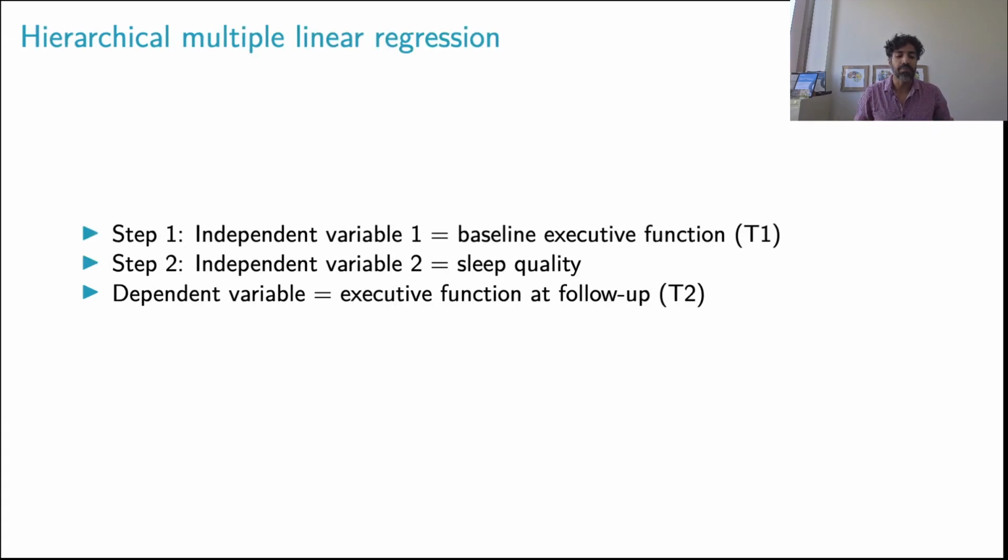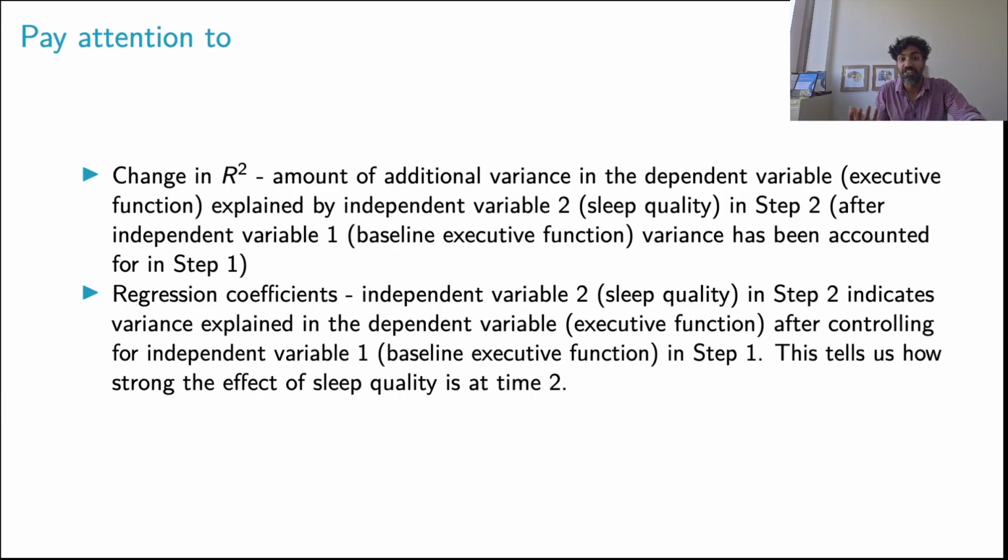So your first model is your follow-up score on executive functioning and your baseline score on executive functioning. Then your second model is your follow-up score on executive functioning, your baseline score, and sleep. And you're saying how much additional variance does sleep account for over and above baseline executive functioning. And then you look at the change in R squared, something we're all familiar with, and we're getting a sense of what the percentage of additional variance in the dependent variable, executive functioning, is explained by sleep quality in step 2, after accounting for the variance accounted for by baseline executive functioning.